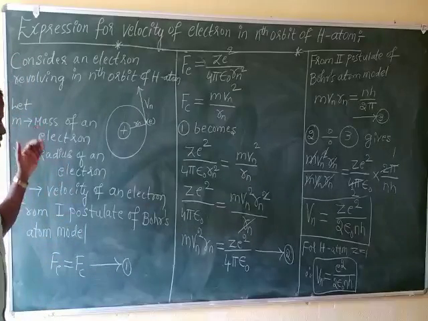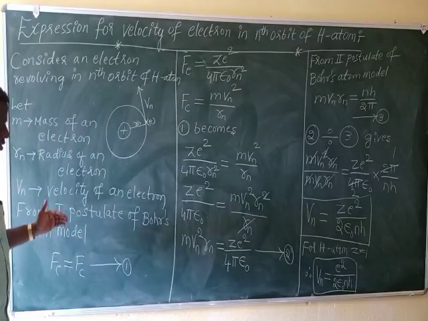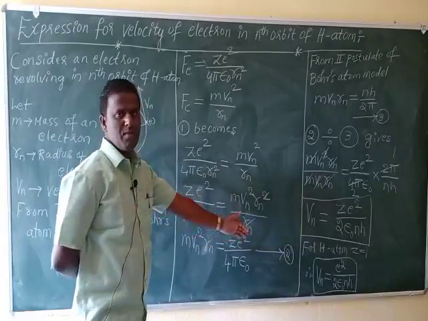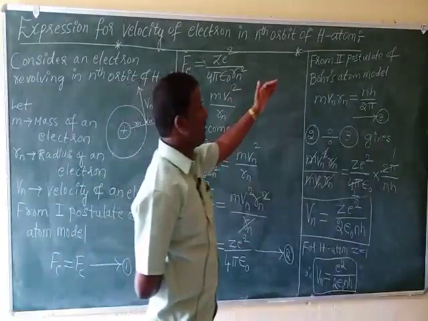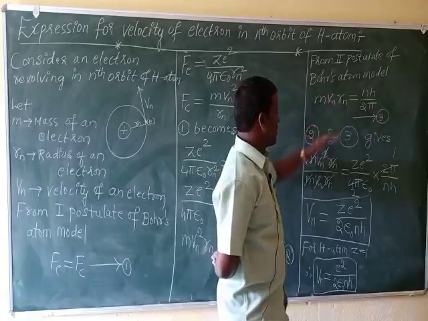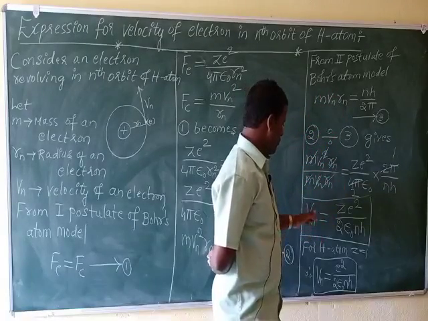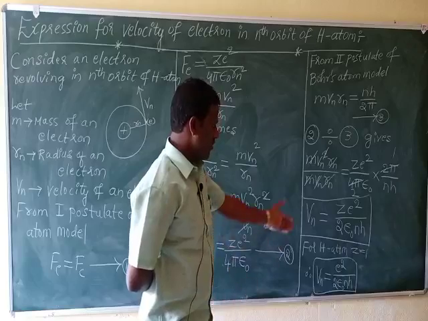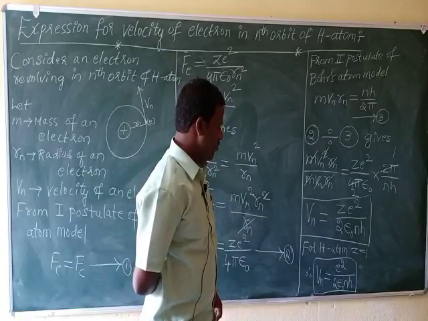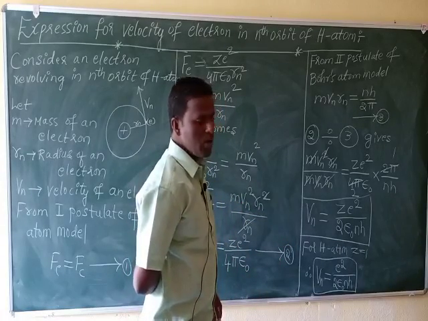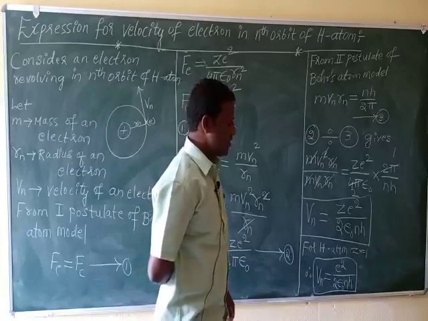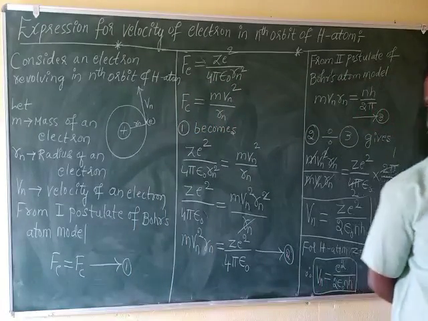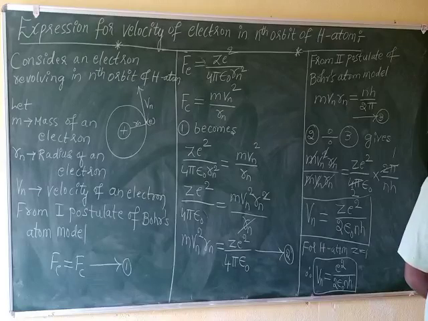First, same steps: equation number 1, Fe equals Fc, substitute the values, the expression is the same as before. Then from the second postulate, equation number 3, divide 2 by 3. So Vn equals Z square by 2 epsilon naught nh. For H atom Z equals 1. So Vn equals e square by 2 epsilon naught nh. This is the expression for velocity of an electron in nth orbit of hydrogen atom.